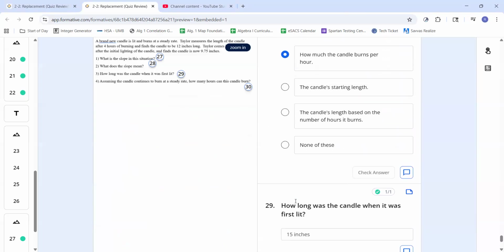Okay, and that should be enough to let you try numbers 23 through 26. Message me with questions, but we still are having our quiz tomorrow. Good luck.